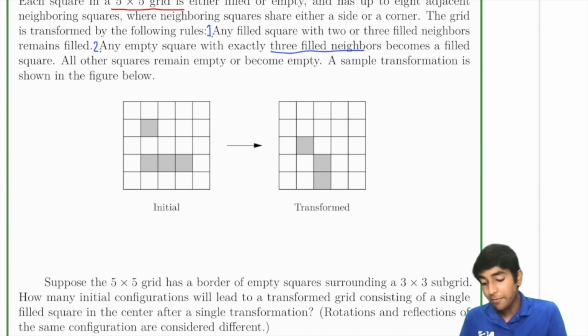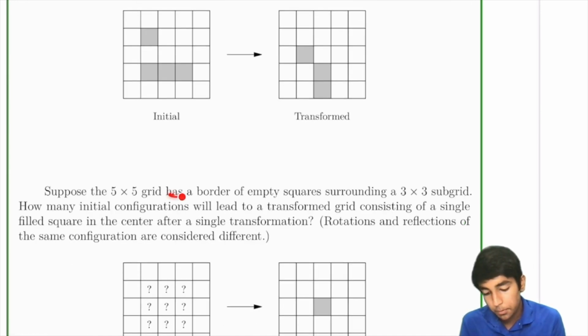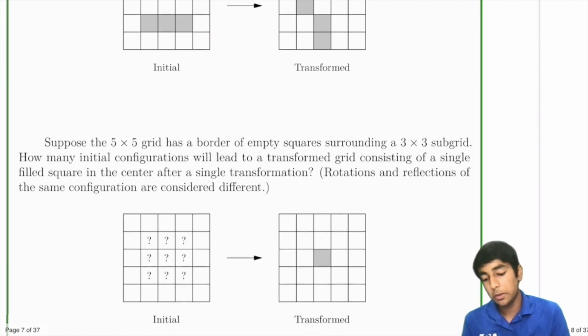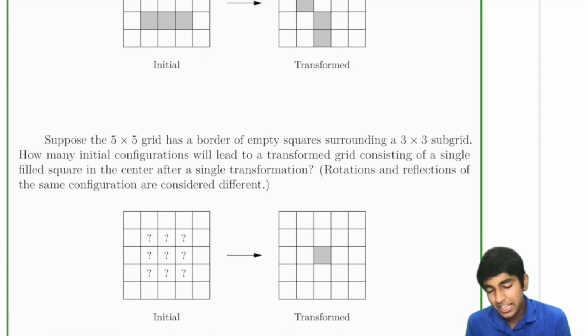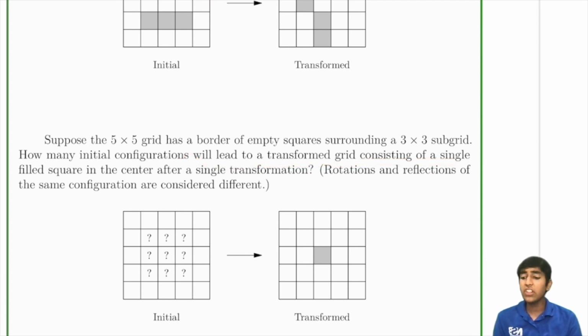Suppose the 5x5 grid has a border of empty squares surrounding the 3x3 subgrid. How many initial configurations will result in a transformed grid consisting of only a single filled square in the center after a single transformation? Rotations and reflections are different.